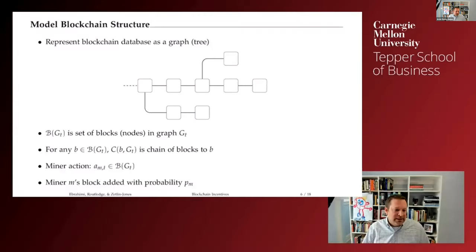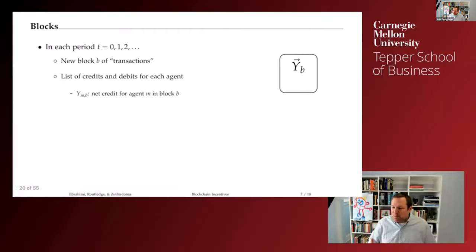The cost of that is these transactions look very kind of abstract. They don't have a lot. We're not modeling the process by which transactions appear. Okay. So what is in this block? We have two elements in this block. So in each period, 0, 1, 2, et cetera, miners will observe a new block of potential transactions they can add. And what's in that block B, first, is this large vector Y. And an element in that vector is Y_MB. It's a net credit or debit, if it's negative, for miner M that is in this block.